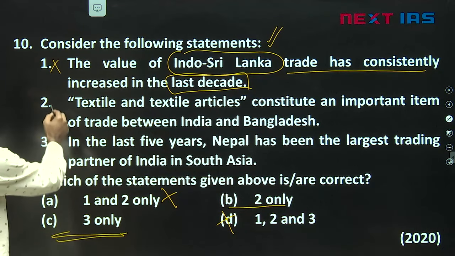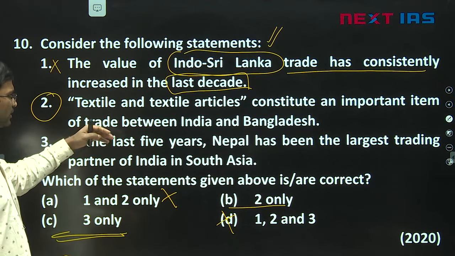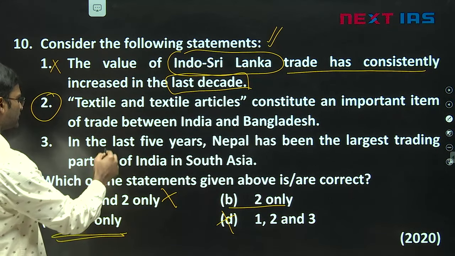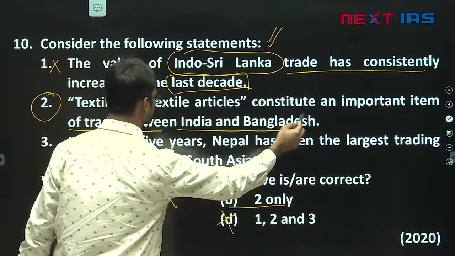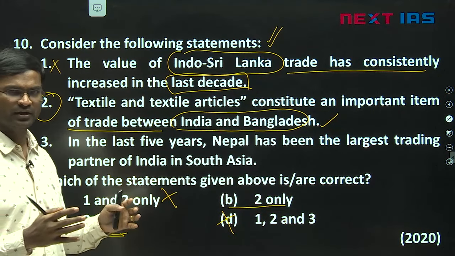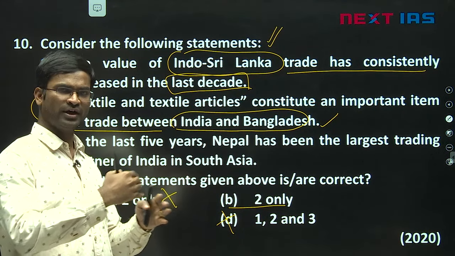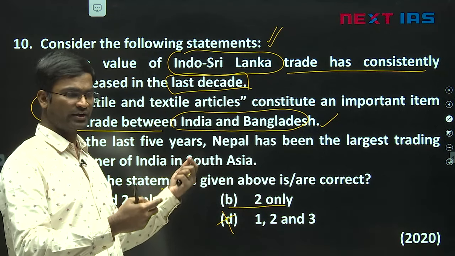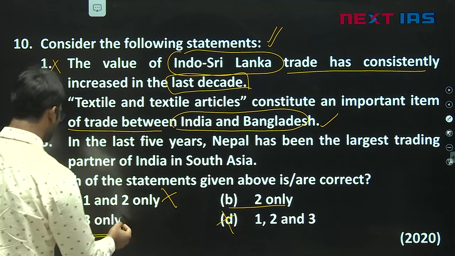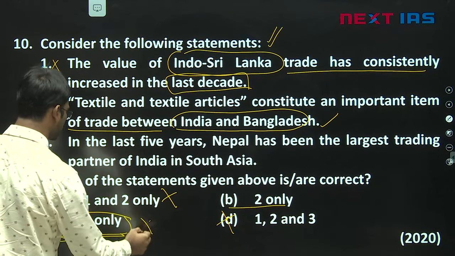Now look at the second option. Textile and textile articles constitute an important item of trade between India and Bangladesh. Yes. You see frequently Bangladesh doing very well in textiles etc. So India and Bangladesh trade here. Yes, true. So if two is true, then we can eliminate the third option, friends.